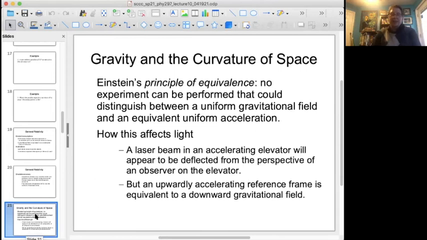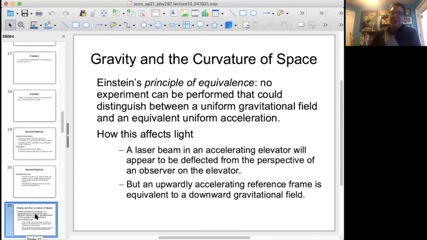So Einstein's principle of equivalence states that no experiment can be performed that can distinguish between a uniform gravitational field and an equivalent uniform acceleration. So basically, a laser beam in an accelerating elevator will appear to be deflected from the perspective of an observer on the elevator. But an upwardly accelerating reference frame is equivalent to a downward gravitational field.